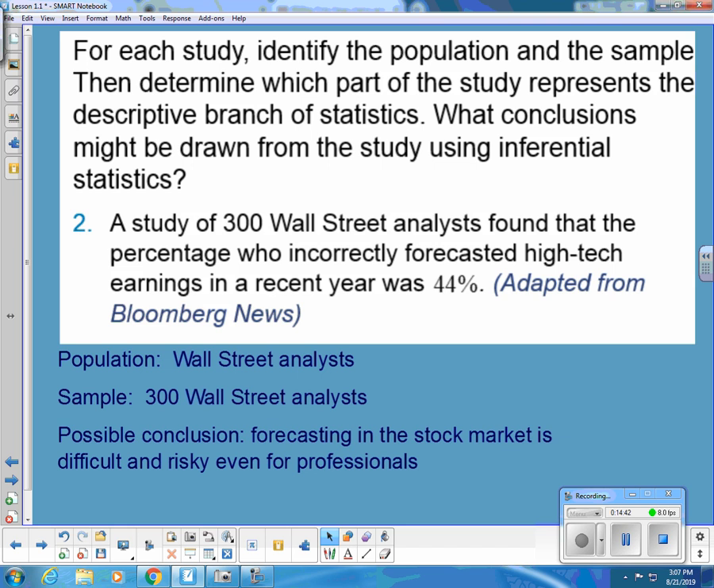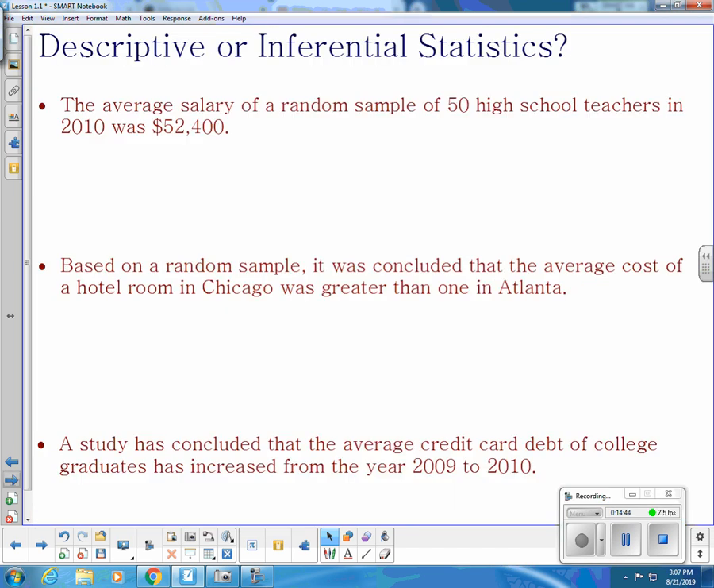Okay. All right. Descriptive or inferential. So the average salary of a random sample of 50 high school teachers in 2010 was $52,400. So they are basically just telling you information. They're describing an outcome that they found. So this would be descriptive.